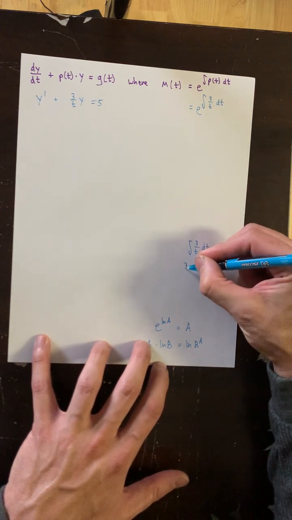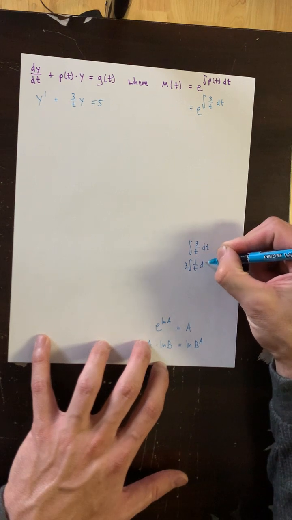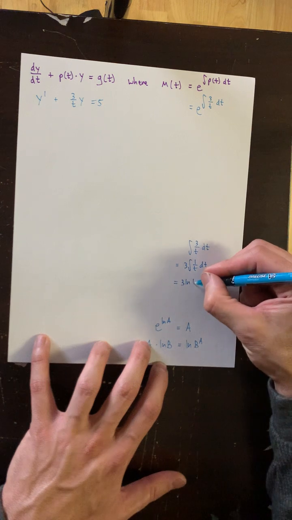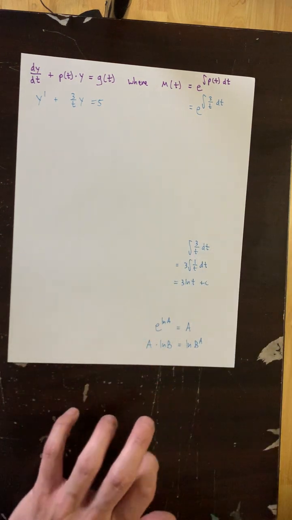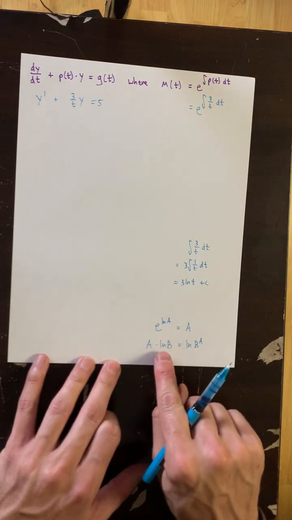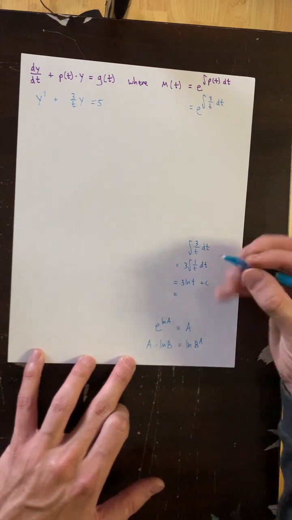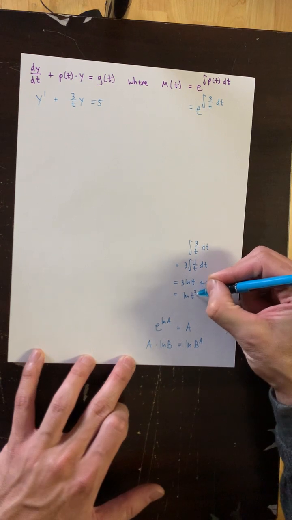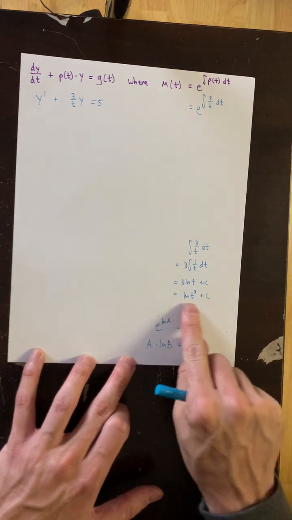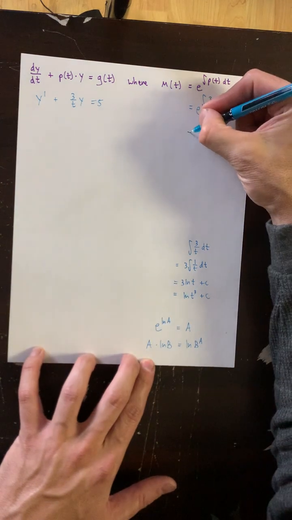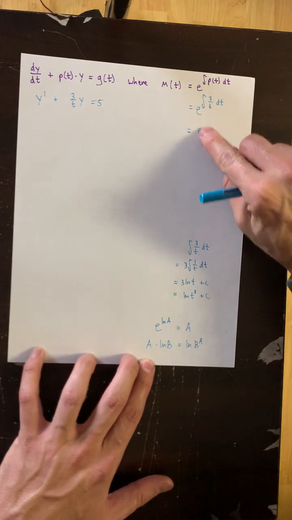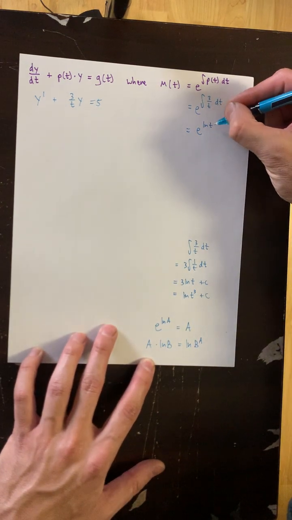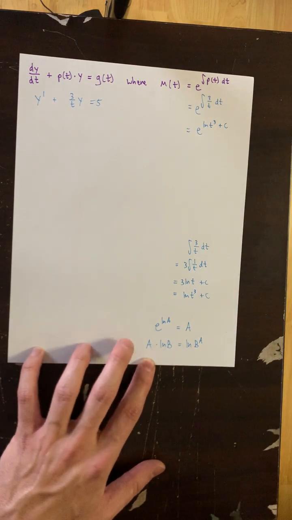Well, the 3 can go out to the front. And then the antiderivative of 1 over t is natural log of t, and then just some constant c. And then, by this fact down here, couldn't I right now bring the 3 to the top? So this is natural log of t cubed plus c. So this here, this is the exponent of e, right? This integral became ln of t cubed plus c.